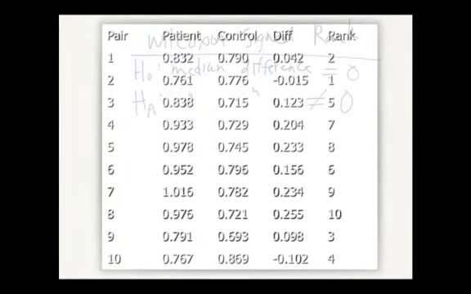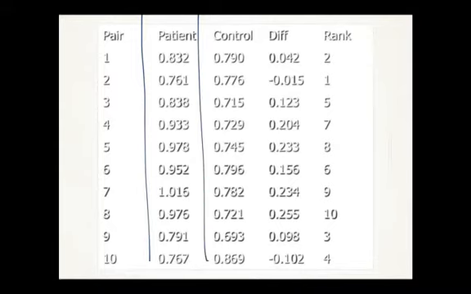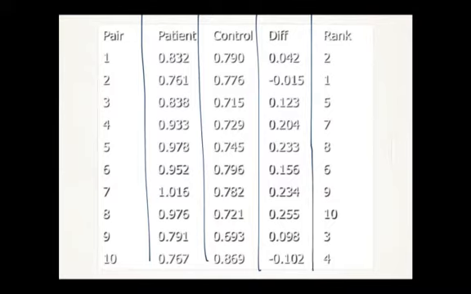Okay. Actually, let me just clear this out and start with a fresh page so we can see things better. Okay, that's better. So we have our 10 pairs, we have the patient, we have the control, we have the difference, and now we have this other thing called the rank, okay? And you'll see that things are ranked not by their actual values, but instead by their absolute value. What do I mean by that?